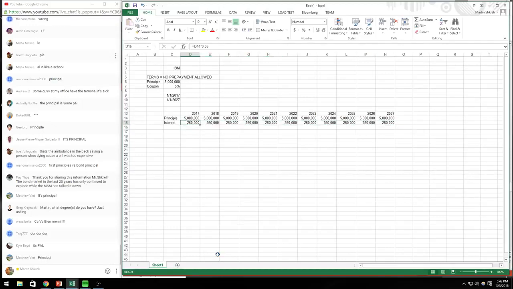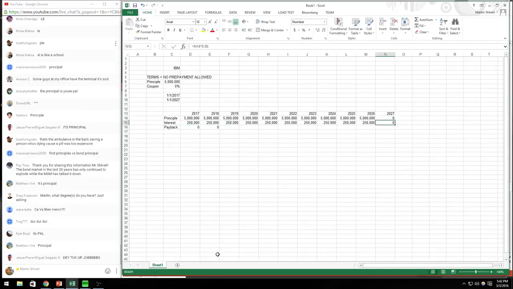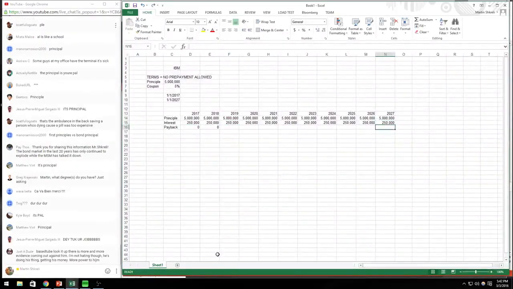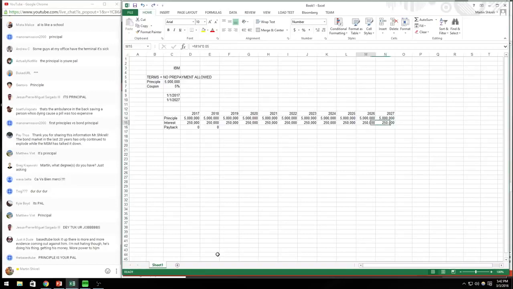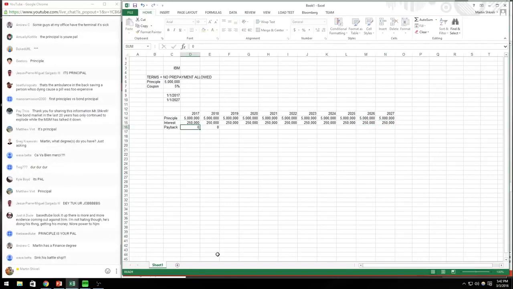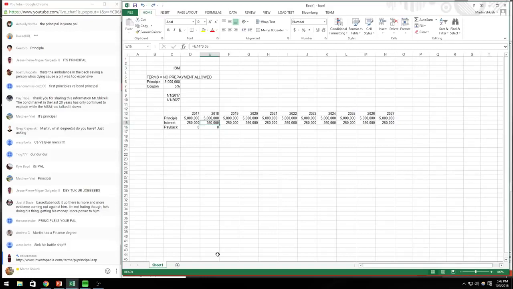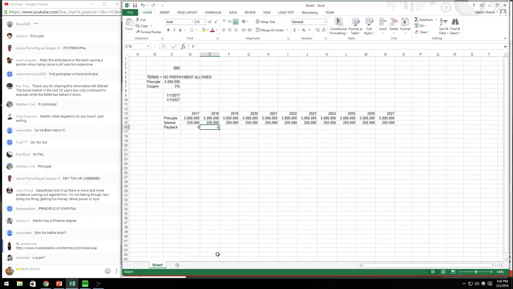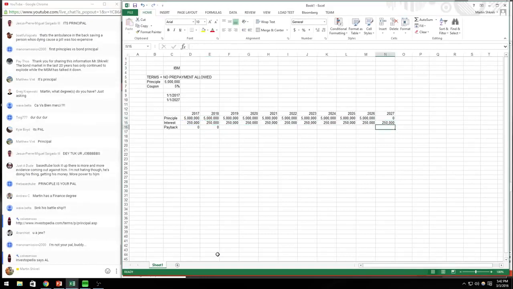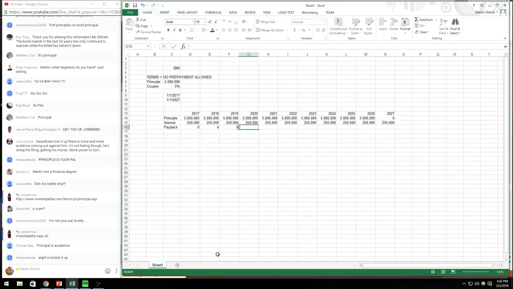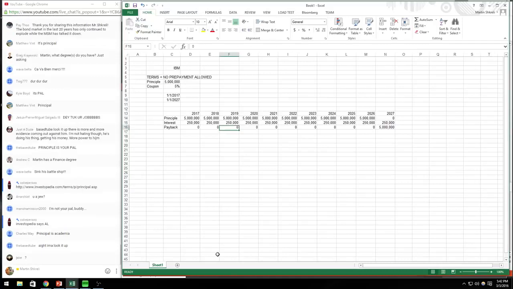But in year 2027, interestingly, they also have to pay back what? They have to pay back the $5 million because they borrowed the $5 million, right? So in the last year they're going to pay back the $5 million. So the payback amount will be zero until the last year, where it'll be $5 million.